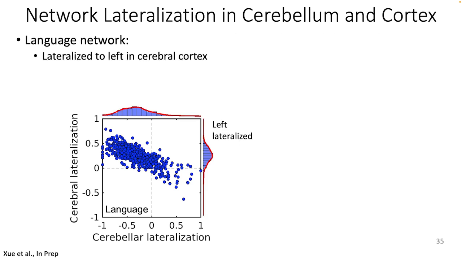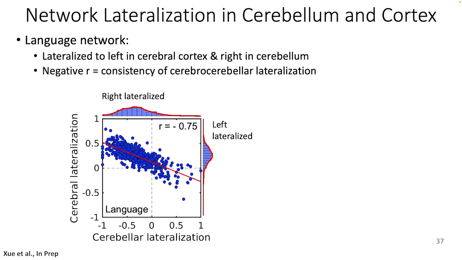And here the histograms show the distributions of the normalized network size difference. The language network is left lateralized on the cerebral cortex for most participants. And in the cerebellum, the language network is right lateralized in most participants.